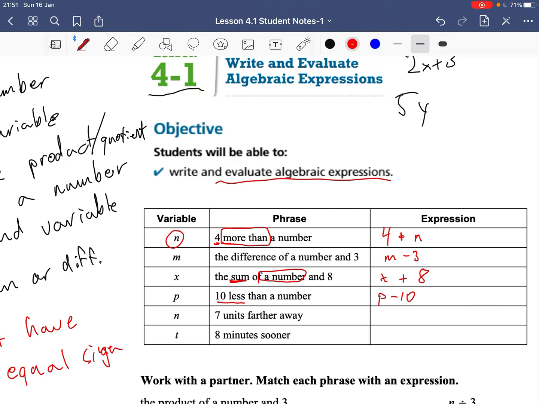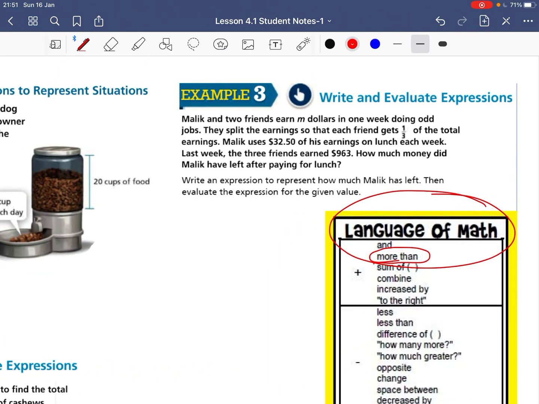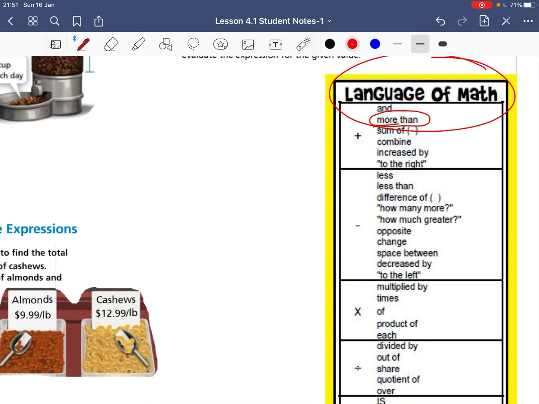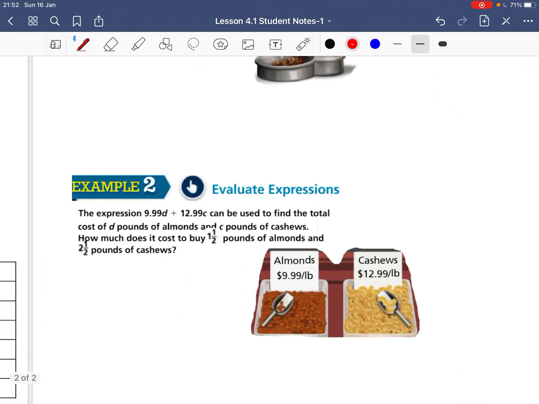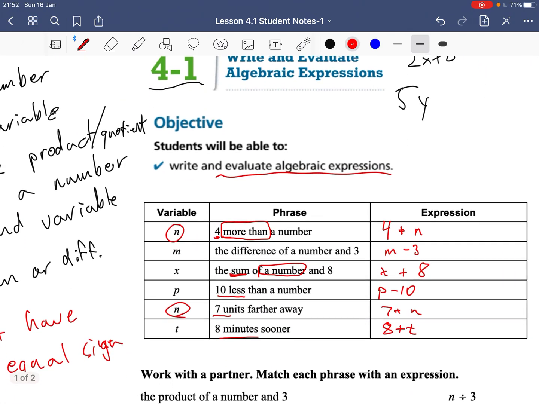Okay? This one is 7 units further away. So further away would be plus n. 8 minutes sooner. Oh, interesting. Would that be 8 plus t? Would sooner be plus? I don't think that is in this list here. But sooner means plus.